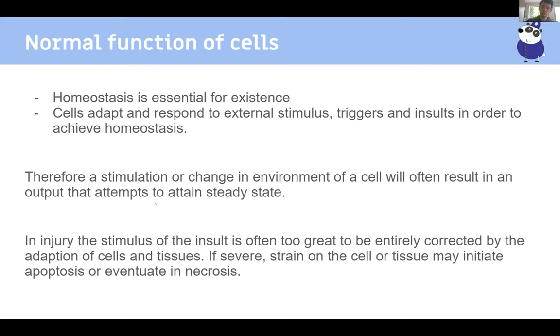In injury, the stimulus is often too great to be corrected by the adaptation of cells and tissues. Adaptation can be morphological, in other words, their shape can change, their function can change. Often injury is too great for them to change and for it not to be noticed. And if very severe, strain on the cell or tissue may initiate apoptosis or eventuate in necrosis. Does anyone know the difference between apoptosis and necrosis?